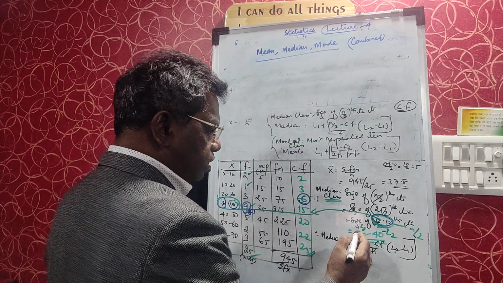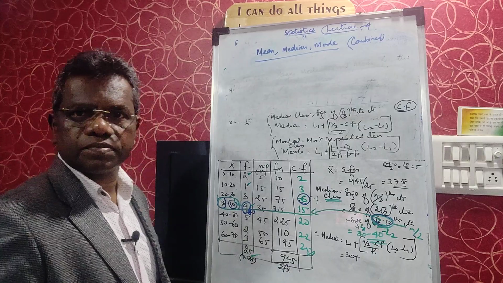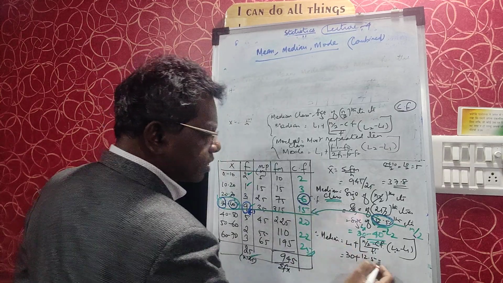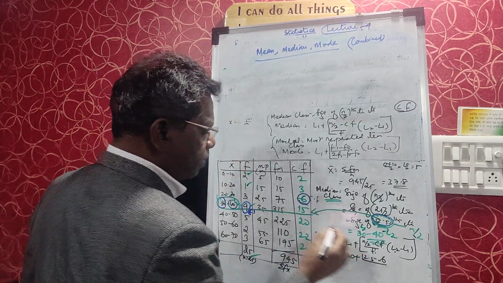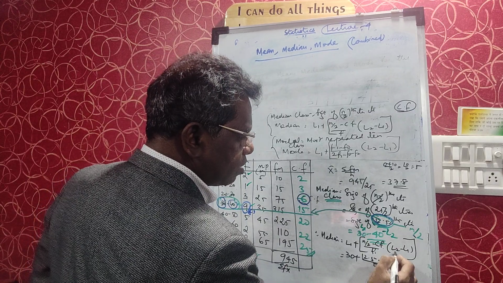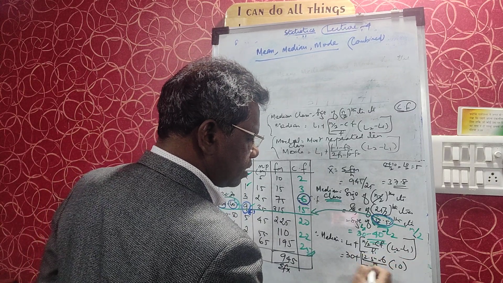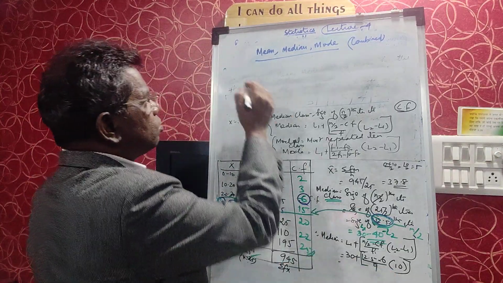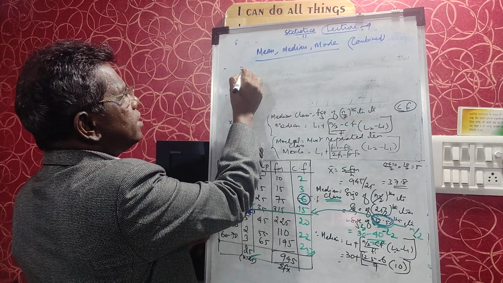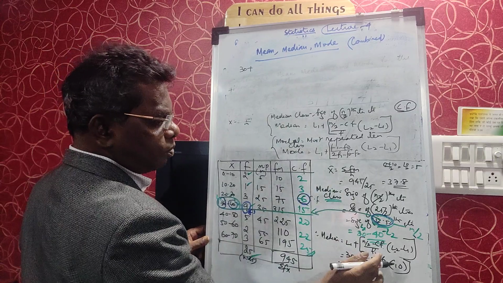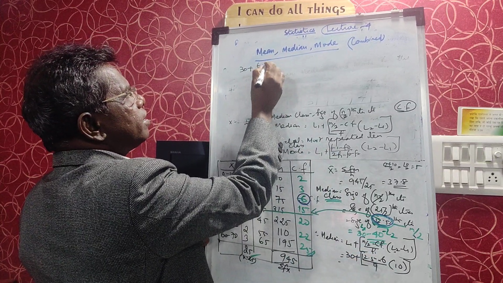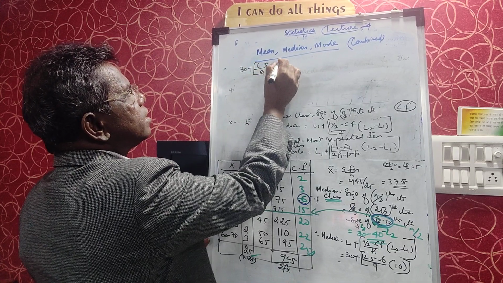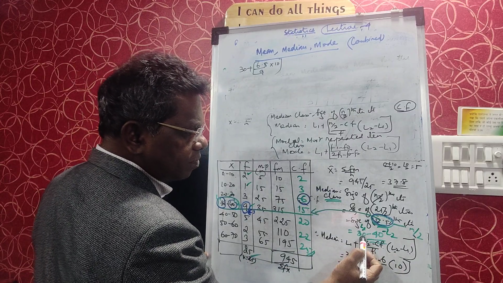So Median = L1 + (n upon 2 minus CF) upon frequency into (L2 minus L1). That is 30 plus, n upon 2 is 12.5 minus CF is 6, upon frequency 9, into 10. I am writing here: 30 plus 12.5 minus 6, which is 6.5, upon 9 into 10. What is this 10? L2 minus L1, 40 minus 30.